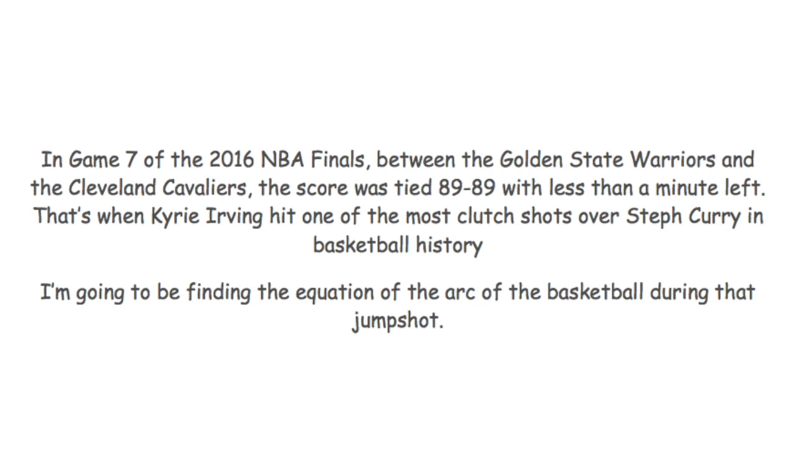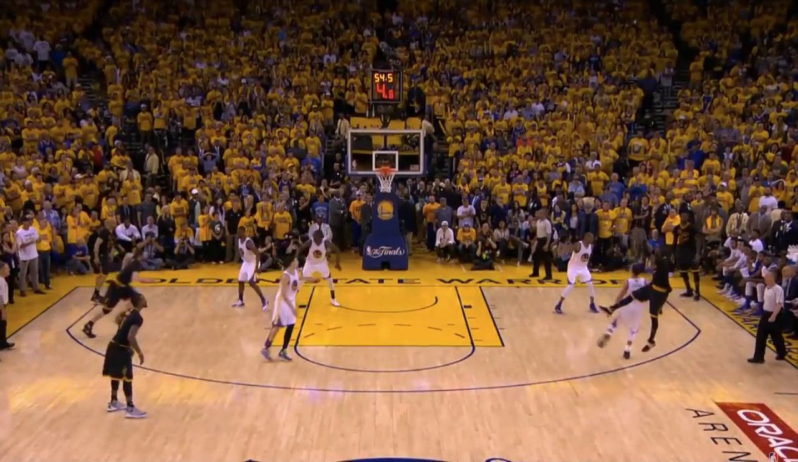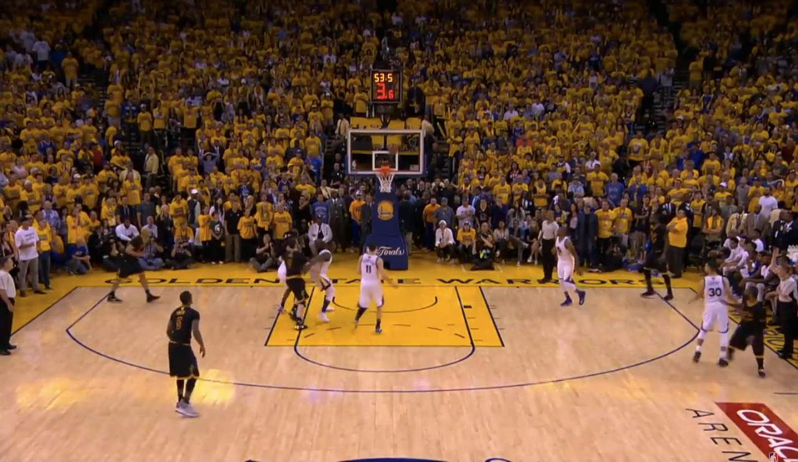In Game 7 of the 2016 NBA Finals between the Golden State Warriors and the Cleveland Cavaliers, the score was tied at 89-89 with less than a minute left. That's when Kyrie Irving hit one of the most clutch shots over Stephen Curry in basketball history. I'm going to be finding the equation of the arc of the basketball during that jump shot.